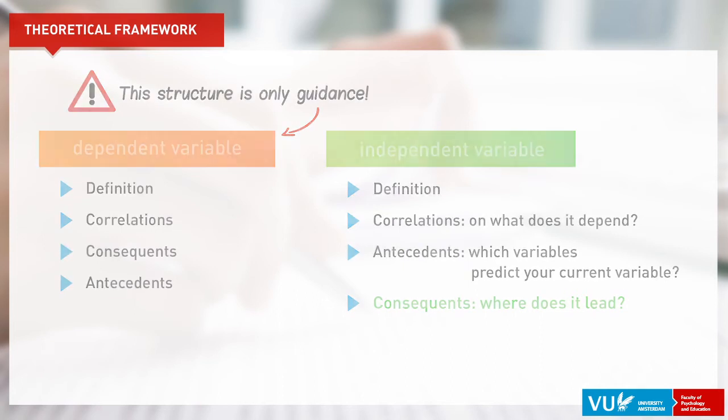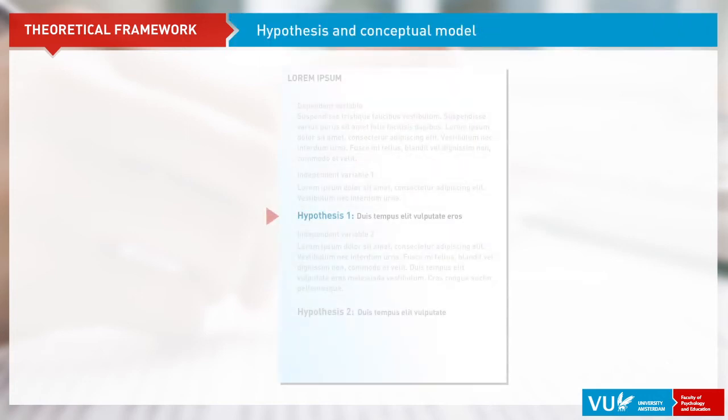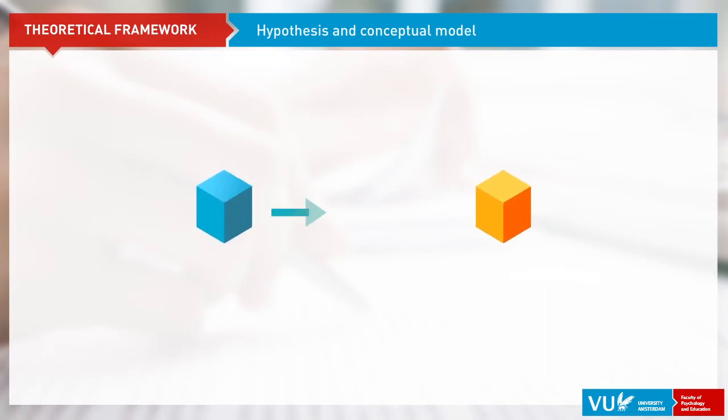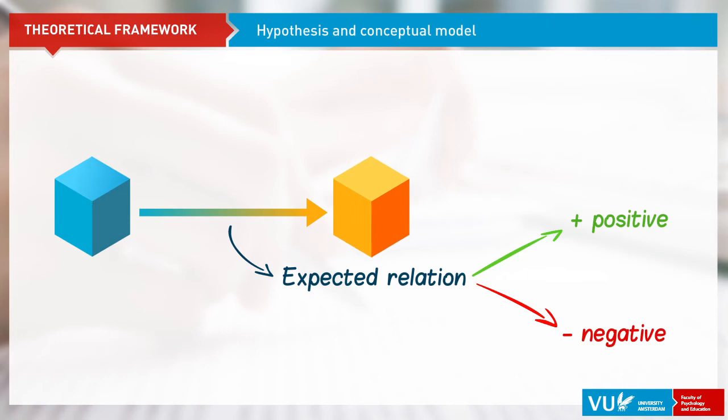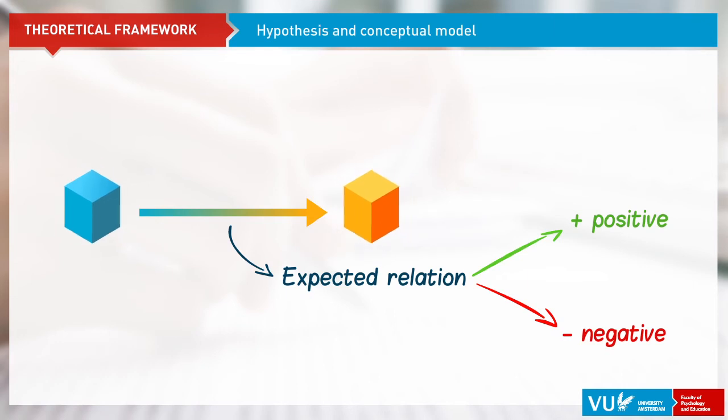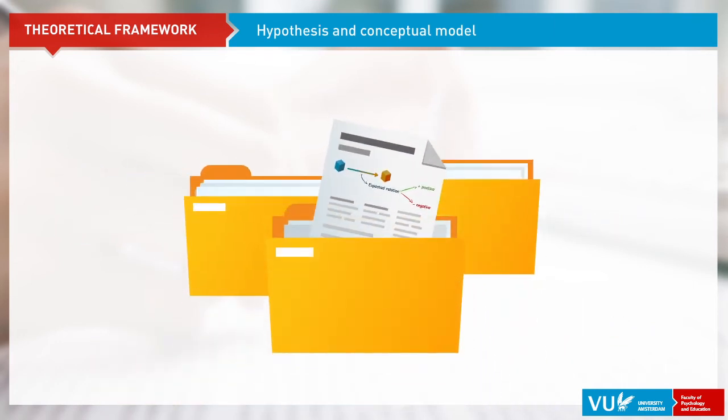Hypothesis and conceptual model. It is preferable to place your hypothesis directly after the substantiation of each variable. A hypothesis is formulated as an expected relation. You have to name clearly the direction of the relationship, positive or negative, and how the concepts relate to each other. Those expected relationships are based on previous literature.